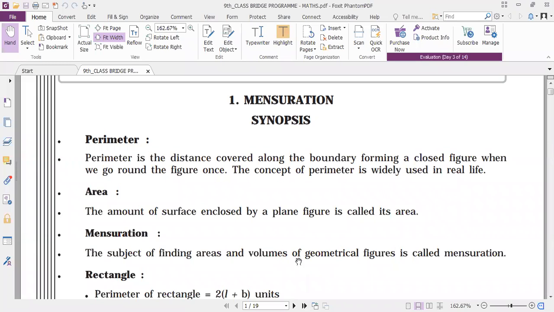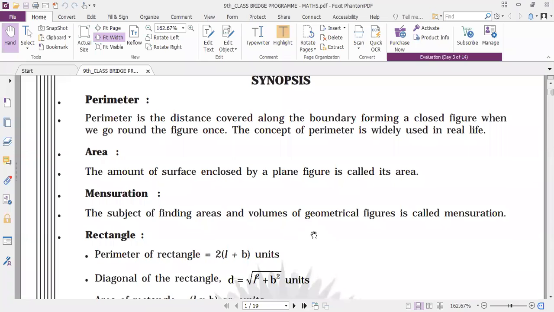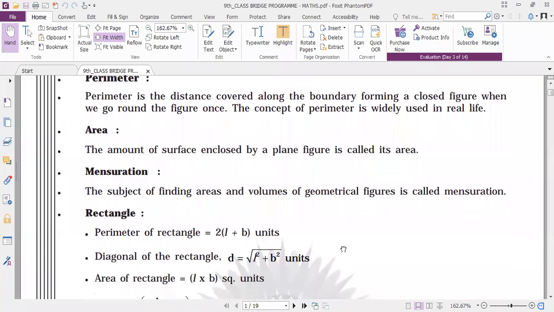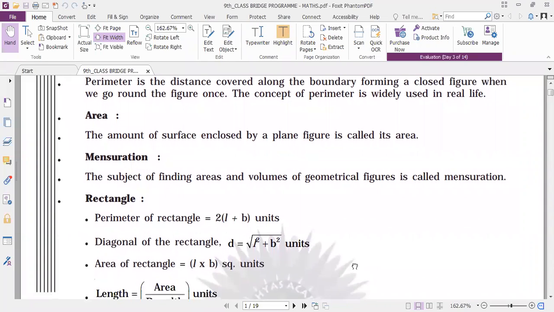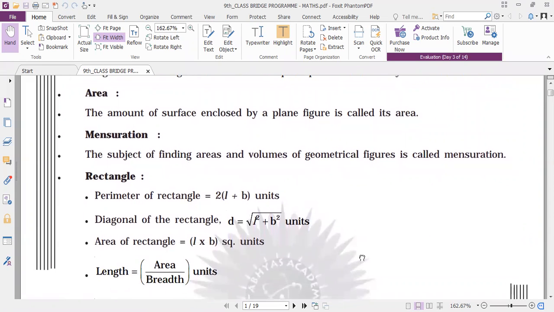So see all of here, perimeter. Perimeter is the distance covered along the boundary, forming a closed figure, when we go around the figure once. The concept of perimeter is widely used in our real life. And also area: the amount of surface enclosed by a plane figure is called its area. Mensuration: the subject of finding the areas and the volumes of geometrical figures is called mensuration.